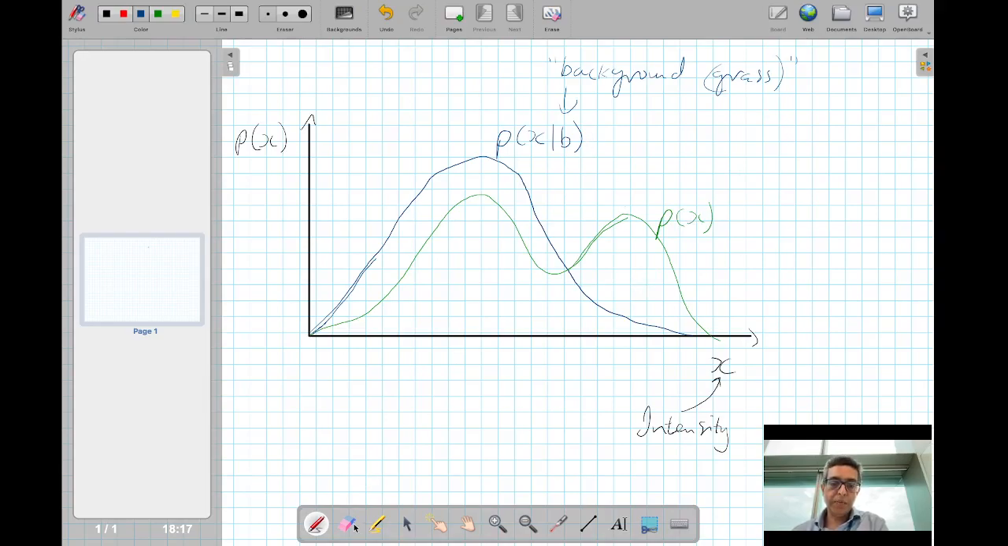So P of x given B, and the way we get to P of x given B is, imagine you grabbed all the pixels that belong to grass. Now we have a slight chicken and egg problem because we don't have a method to do this yet. But conceptually, imagine that someone sat there and clicked on all the pixels that belong to the grass region, took all those pixels and then made a histogram of their intensities, then normalized that histogram and then smoothed it. This is what you would get, P of x given B.